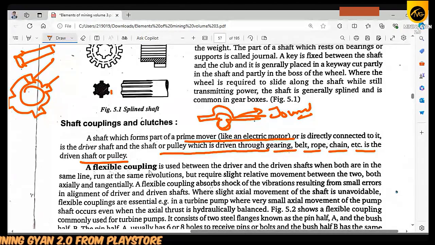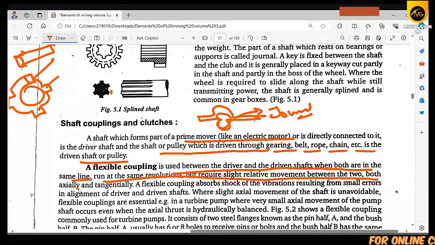A flexible coupling is used between the driver and driven shaft when both are in the same line, run at the same revolution, and are required to allow slight relative movement between the two, both axially and transversely.